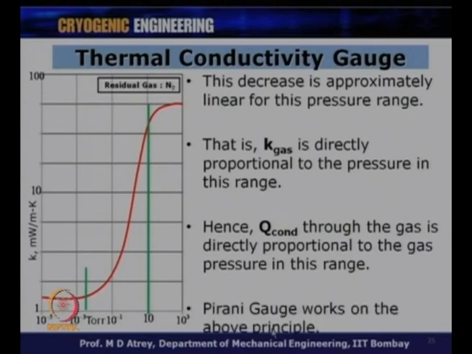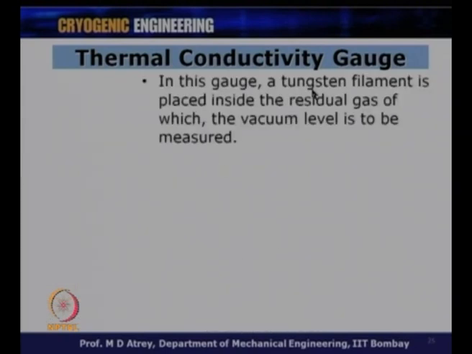The Pirani gauge works on the above principle, and therefore, the Pirani gauge always works on thermal conductivity, and very commonly the Pirani gauge is used up to 10 to the power -3 torr pressure measurement. All right. So, the thermal conductivity gauge is also called the Pirani gauge. In this gauge, a tungsten filament is placed inside the residual gas of which the vacuum level is to be measured. Now, how does it function?